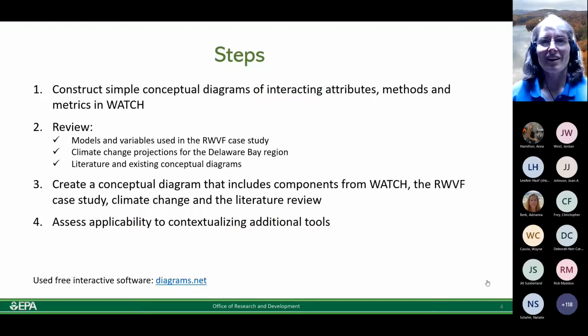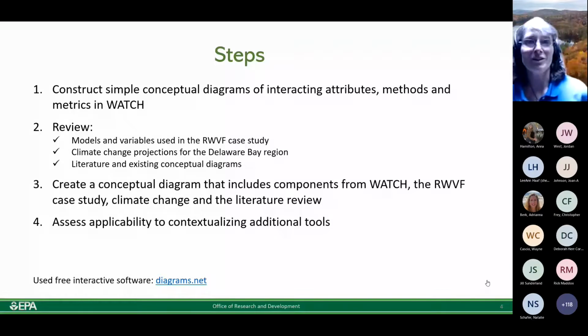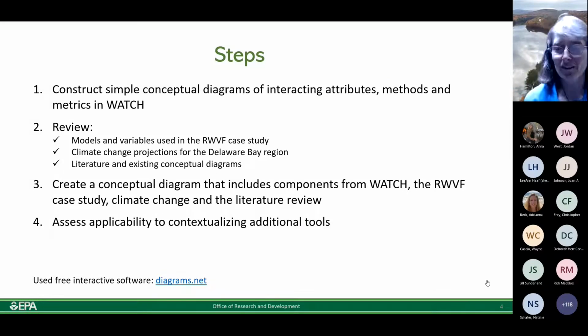The steps we followed, just to give you the quick overview before I go into a little more detail: one, we wanted to construct a diagram of just the watch tool alone. As Leanne mentioned, there are 6 different attributes, and within each attribute you can dig a little deeper and have specific metrics, or as they call them, methods, that you can select. Then we dug into that case study that's been talked about a few times, as well as climate change projections specific to the Delaware Bay area.